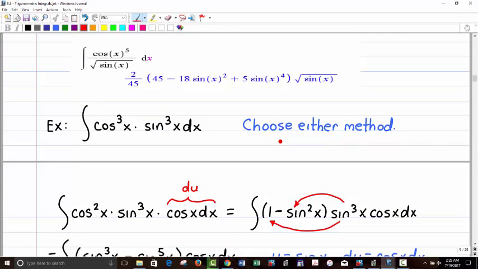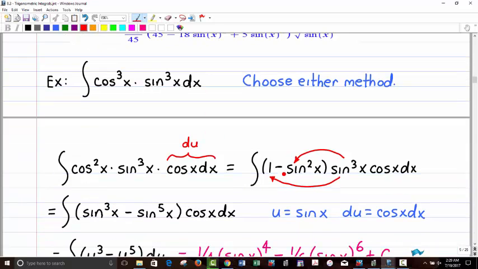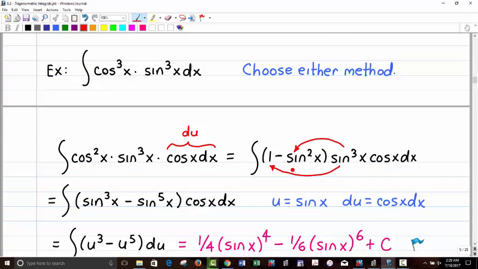All right. Well, okay, I'm going to kind of skip through this one a little bit. Cosine cubed, sine cubed, like I mentioned earlier, you can choose either method. This one's not too bad. It's very similar to the first example.